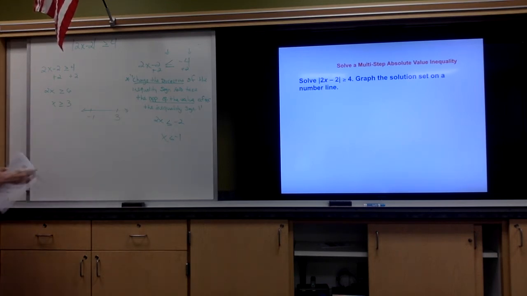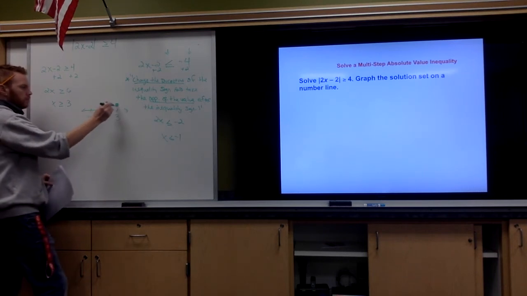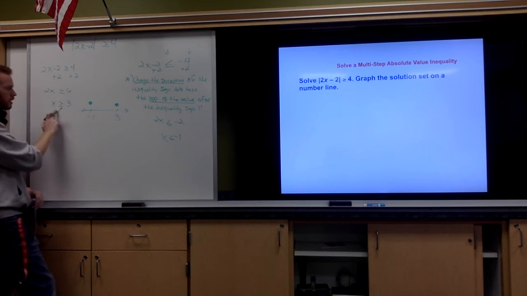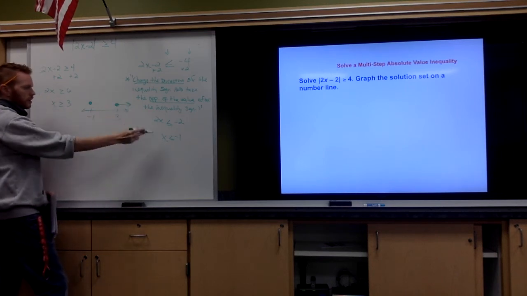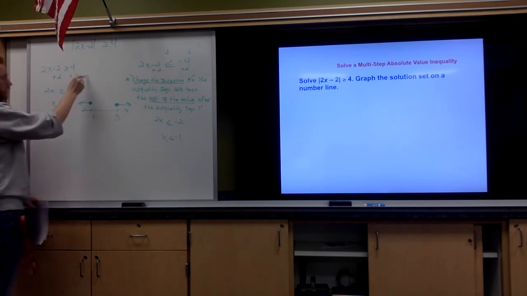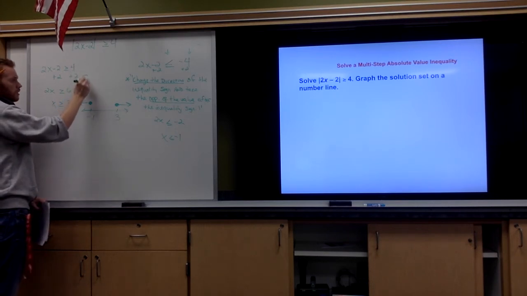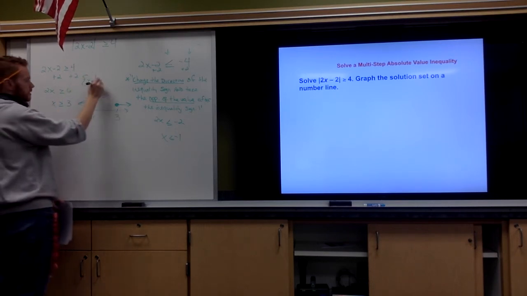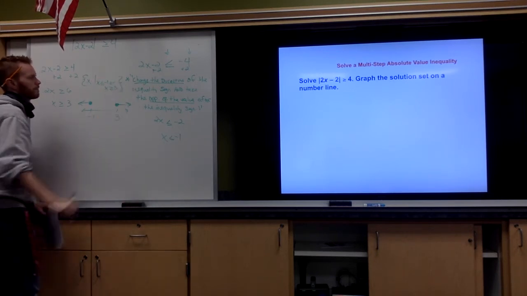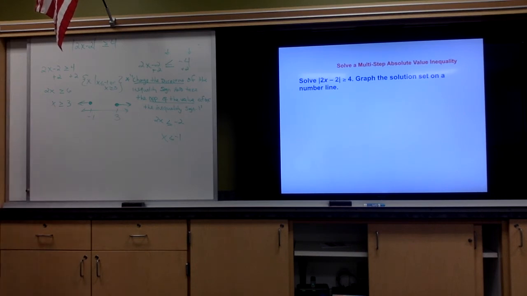Okay. 3 can be included. Negative 1 can be included. And I want numbers greater than 3, less than negative 1. So this became an OR statement. It's an OR graph. The other way we could look at it, given all x values, given that x is less than or equal to negative 1, or x is greater than or equal to 3. So you could write it with set builder notation.